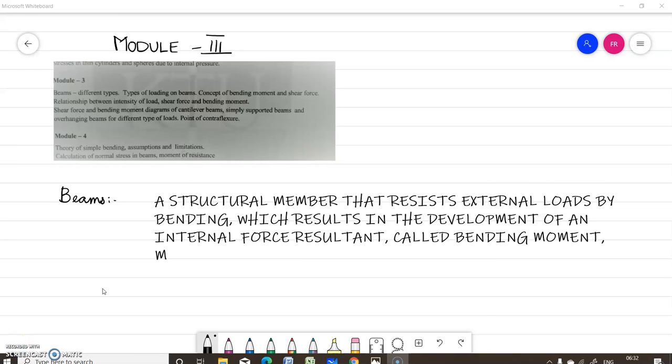So first we will see what is a beam. A beam is a structural member that resists external loads by bending. And as a result of this bending, there will be development of an internal force resultant called bending moment. So when a beam is subjected to external loads, the beam will bend, and as a result of this bending, there will be an internal force resultant, and this internal force resultant is called bending moment.